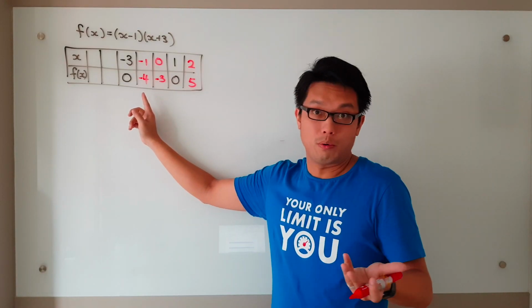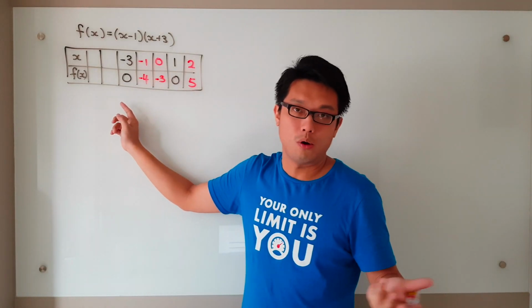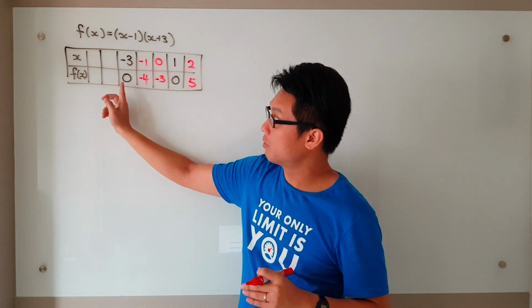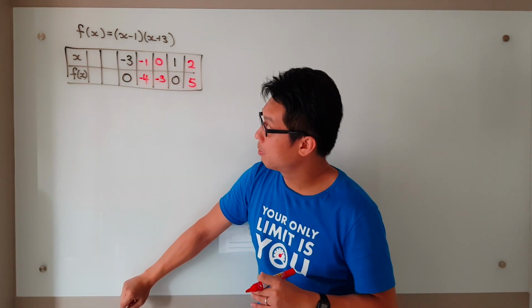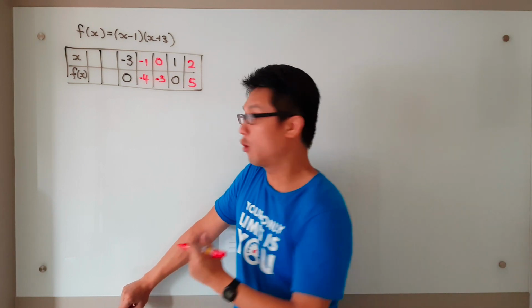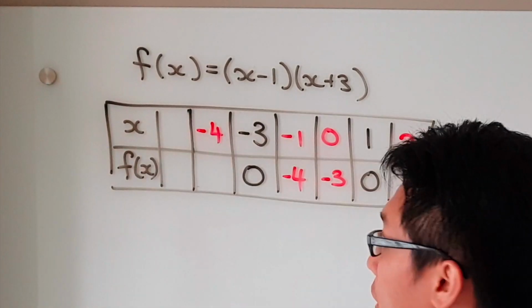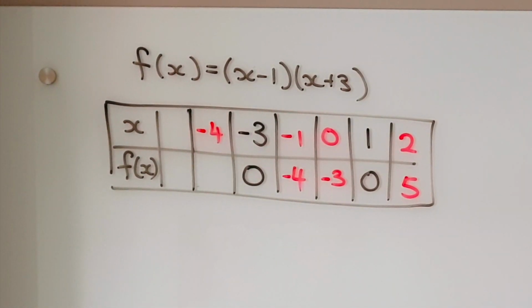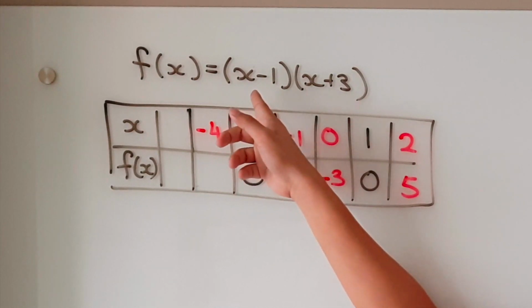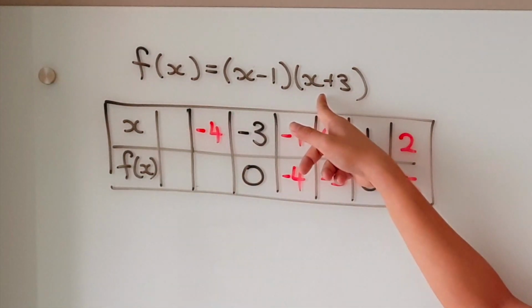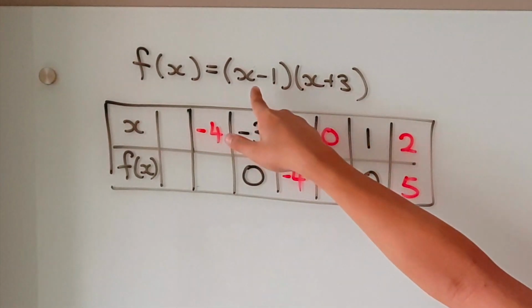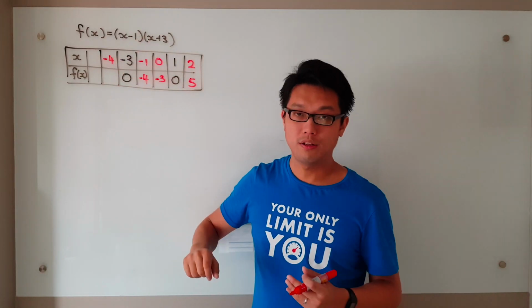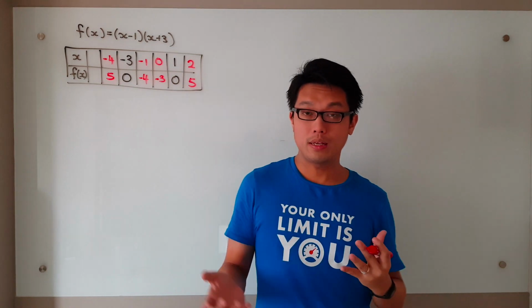Most people will think, if I go more negative, then I won't get any positive values. Well, hold your horses on that. Maybe let's try something more negative than negative 3, taking it step by step. Let's try negative 4. Negative 4 minus 1 is negative 5, which doesn't look very promising because it's a negative number. However, negative 4 plus 3 is negative 1. Negative 5 times negative 1, when x equals negative 4, we end up having a positive number. We get positive 5. Hey, are we getting somewhere here?